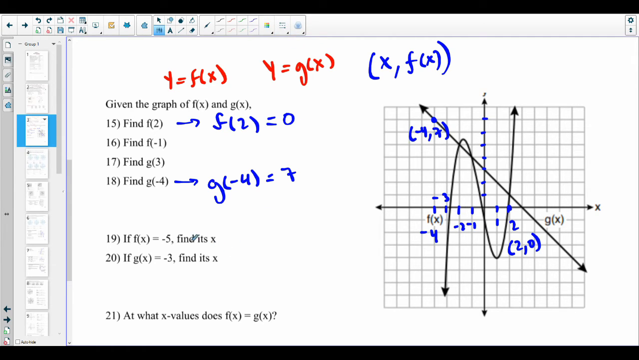Okay. If f of x equals negative 5, so in other words, if y equals negative 5 on f of x, find its x value. So we're going to go down to negative 5. 1, 2, 3, 4. There's negative 5. And we're going to look until we hit the curve. There it is. There's the point. So at negative 5, what's our x value? 1, 2, negative 3. So in other words, f of negative 3 equals negative 5. You try the rest.